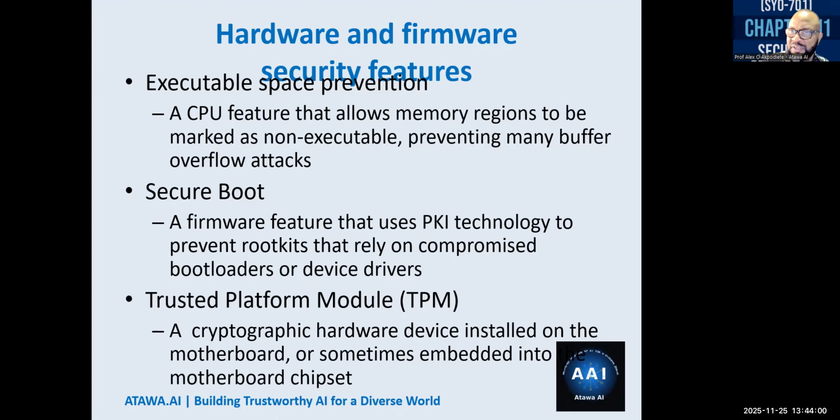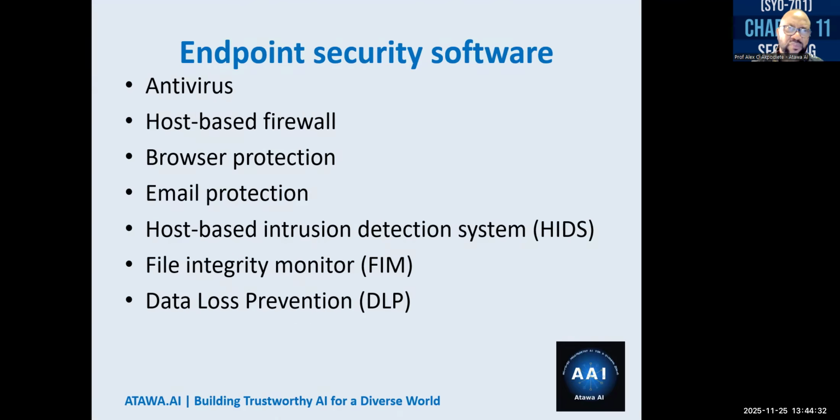And secure boot in modern systems is a firmware feature, right, that uses the same public key infrastructure to prevent rootkits. We talked about rootkits a few chapters before. Or the TPM, which is a chip that could be installed on your motherboard, or nowadays some of them are actually embedded inside the motherboard chipset. This is for storing your cryptographic keys. And if you remember, I said in one of the other videos that if you don't have a TPM, you will not be able to install Windows 11. That's a requirement. All right.